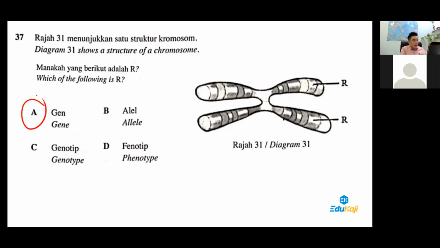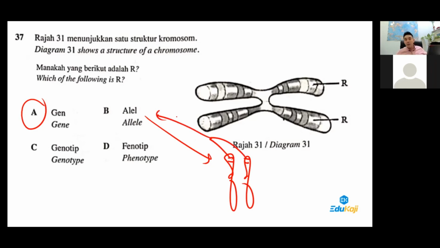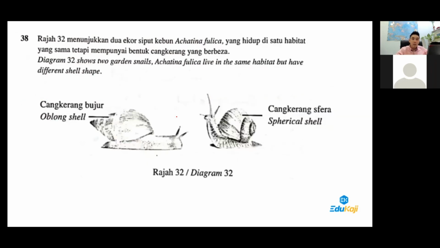Because guys, alleles must be of two different chromosomes, then the same location. Two different chromosomes, then only we call them alleles. 37 A.